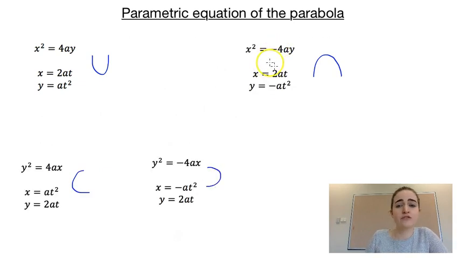If we look at each of those, we know that a concave down parabola has form x squared equals minus 4ay. Parametric equations would be the same here, but our y is going to be negative. For our concave right, we've got y squared equals 4ax. So then our x and our y have just switched around here. Our x is at squared and our y is 2at. And for our concave left, we've got minus 4ax. So our negative has come back in front of that at squared. So they are the parametric equations for our four standard parabolas.